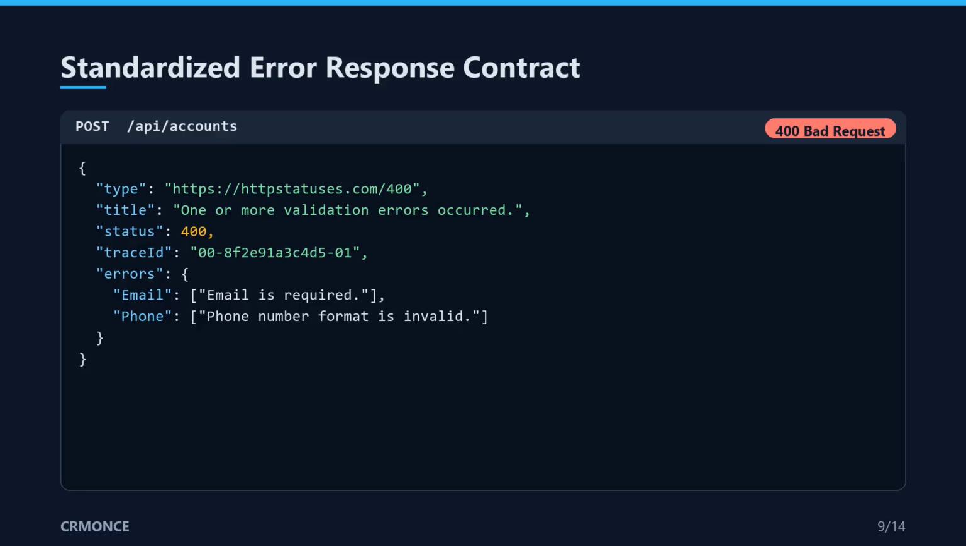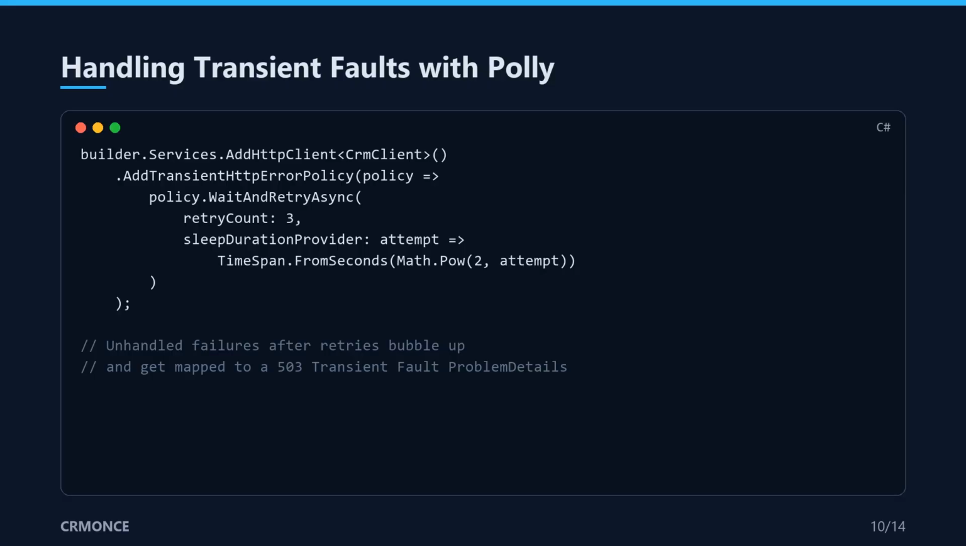If your team standardizes on this shape across every microservice, your Canvas app developers only ever need to learn one parsing pattern, dramatically reducing the amount of defensive PowerFX code needed in every single API call throughout your apps. Validation is only half the story.